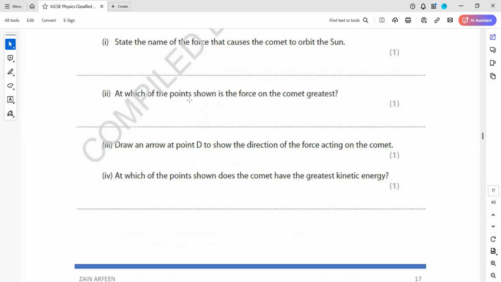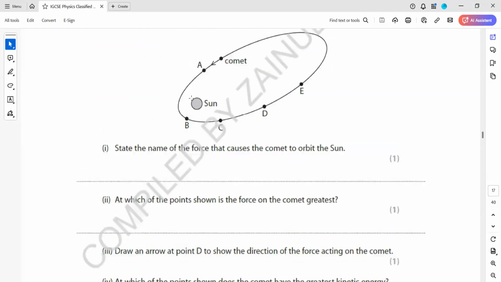At which point does the comet have the greatest kinetic energy? Closest. Because the total energy is conserved, the total energy is gravitational potential plus kinetic. That is the total energy. So least gravitational potential means highest kinetic energy will be there.